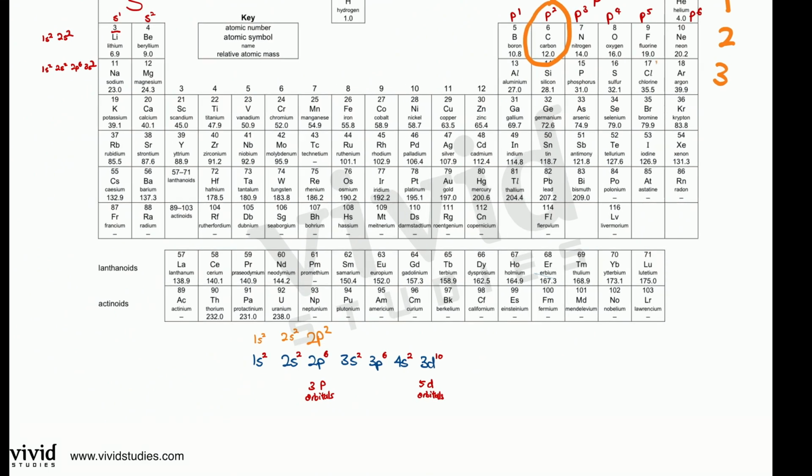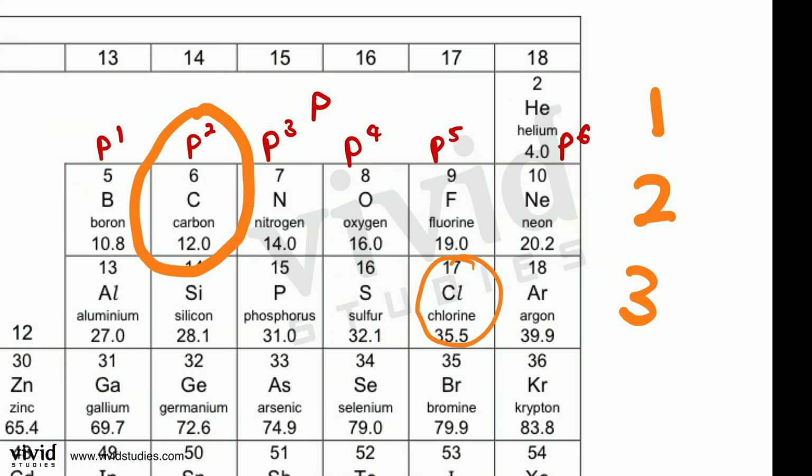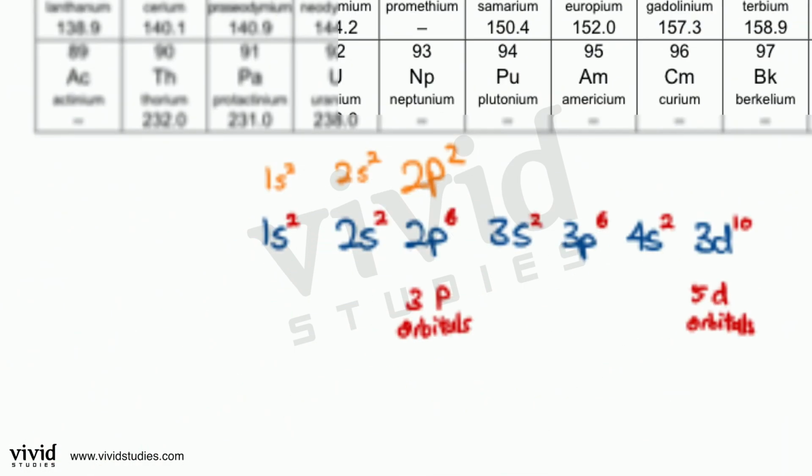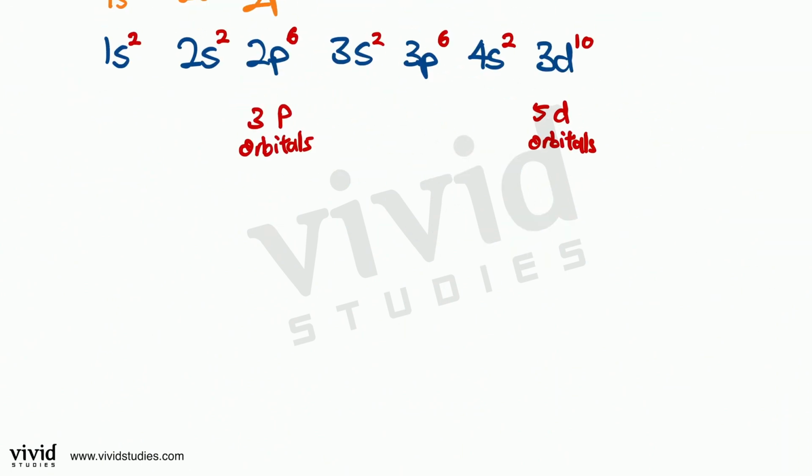So for example, we can look at chlorine. For chlorine, we have a period 3 element, right? So it corresponds to period 3 and it ends off with p5. In other words, we know that we can actually write until 3p5. So here's another example for chlorine. We know that we have to write until 3p5.